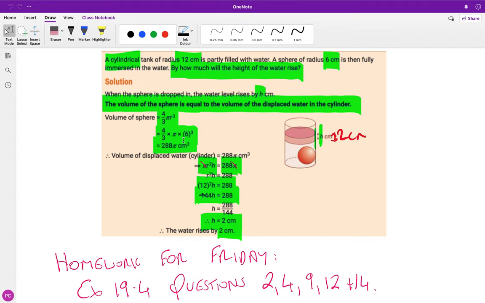Question number 9 is a rectangular sheet of metal, and you have a cylinder cut into the metal. So you're looking to calculate the value of h. You're looking for the height of the cylinder. So it's a tricky one. Using the formula for the volume of a cuboid, using the formula for the volume of a cylinder, taking one away from the other. It's a good question. Worth a shot. Give it a few minutes. See if you can work it out.